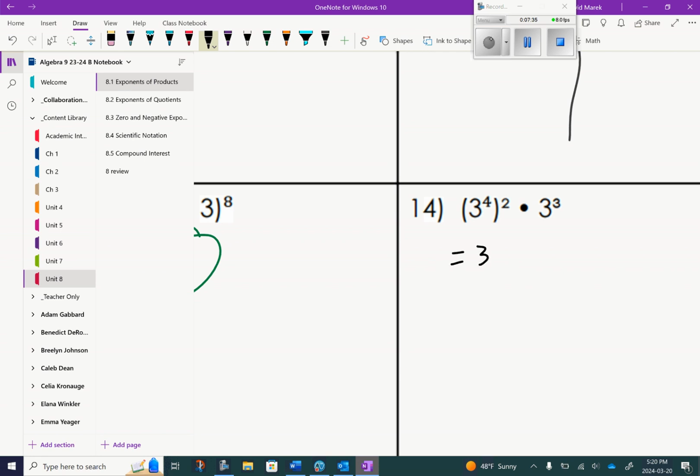So this is 3 to the 4 times 2 power times 3 to the third. Well, 3 to the 4 times 2 means 3 to the 8th power. But now we have a product here. That means adding exponents. That's 3 to the 11th. Sorry, that was very sloppy.